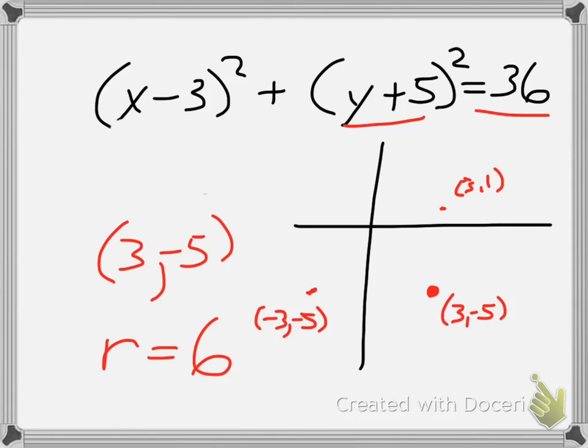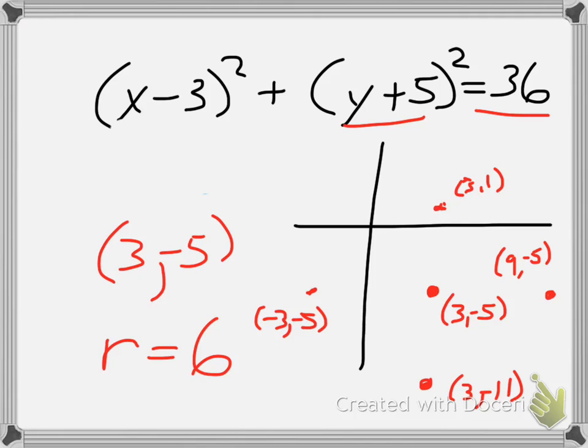Same thing for my first point. Going 6 up is the equivalent of adding 6 to -5, which is where I got a +1. Going 6 to the right now, with the space I have, that's going to be 9, -5. And then 6 down would put me here at 3, -11.